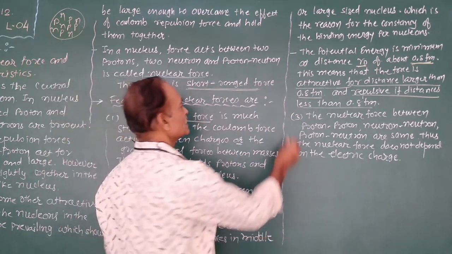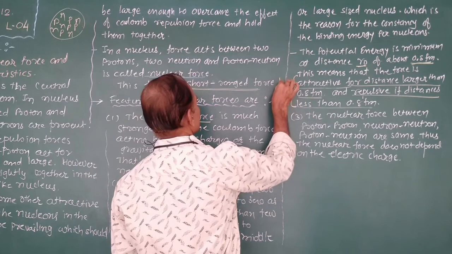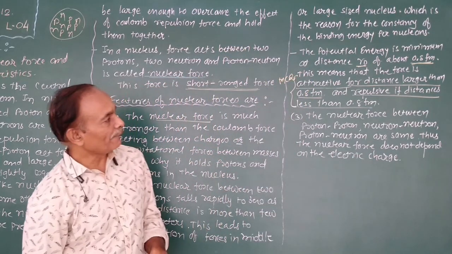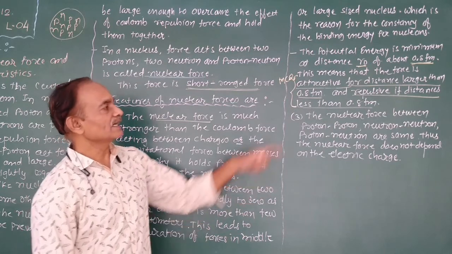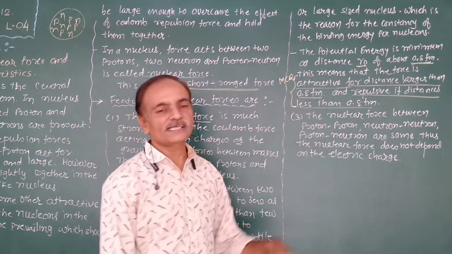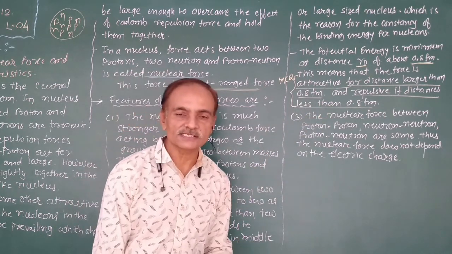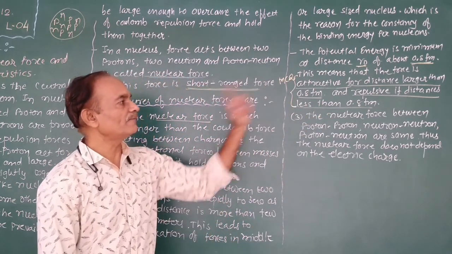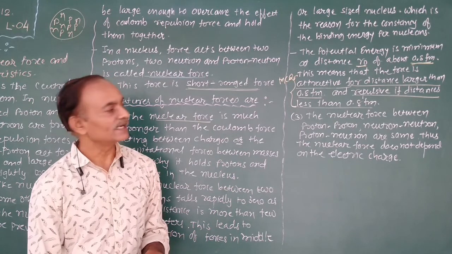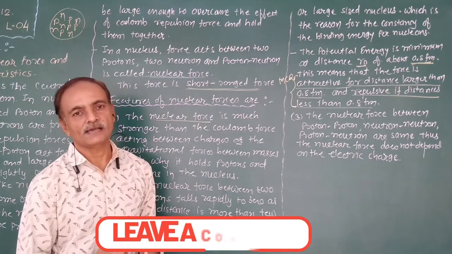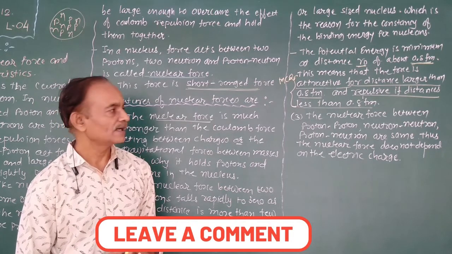Keep in mind these sentences for MCQ type questions. The nuclear force is effective if the distance is more than 0.8 FM, and the nuclear force is repulsive if the distance is less than 0.8 FM. Clear? Okay.